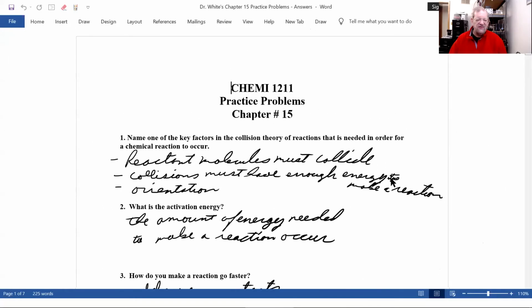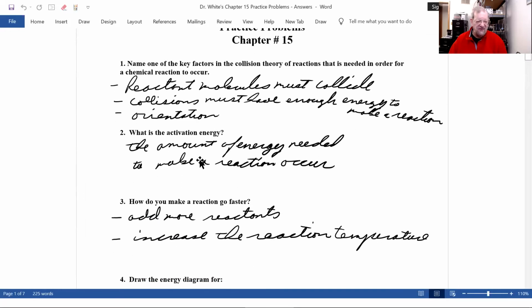And as you saw in test number 4, name one key factor of the collision theory of reactions in order for a chemical reaction to occur. Well, molecules must collide. You only have to put down one. And collisions must have enough energy to make a reaction, and they must have proper orientation.